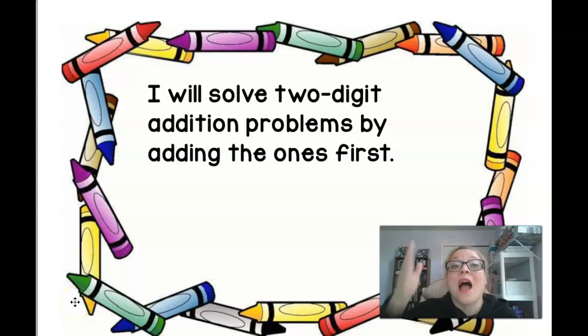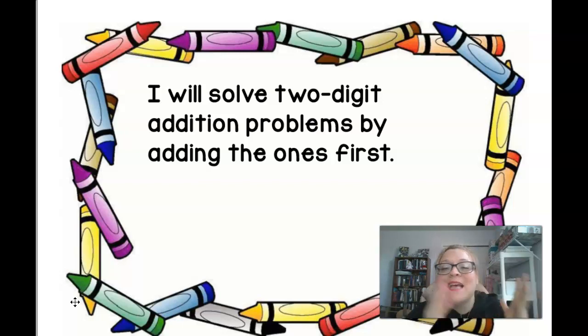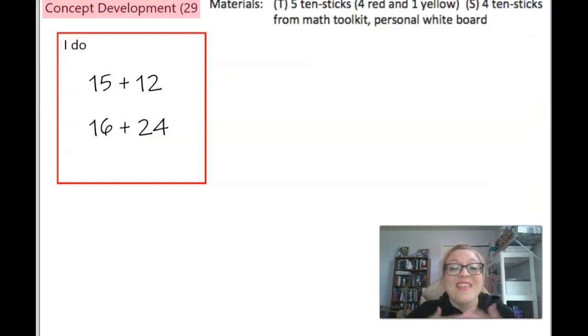Let me make myself small. All right, I will solve two-digit addition problems by adding the ones first. So what are we adding first today? That's right, our ones. We could add our tens, but it's much easier to add our ones, and I will show you why.